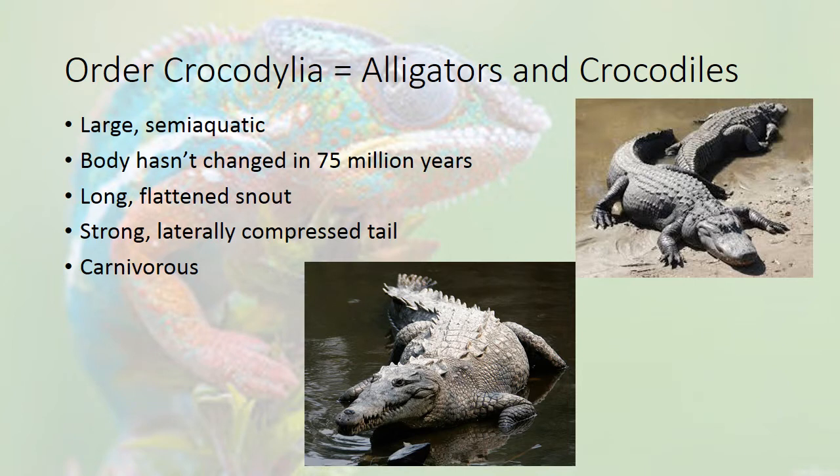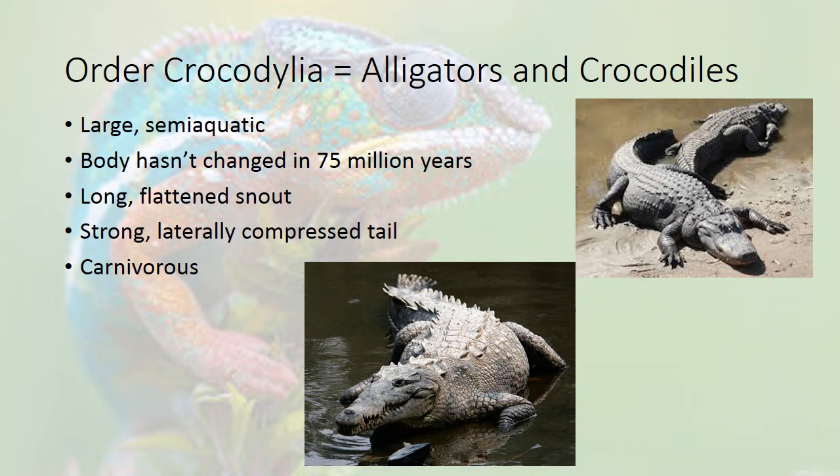Order Crocodilia includes the alligators and crocodiles. These are large and semi-aquatic. The only two in the United States are the American alligator and the American crocodile. What's pretty cool about these is they look almost prehistoric. Their body hasn't changed in 75 million years, so evolution isn't happening too quickly on these guys. They all have a long, flattened snout, but as we talked about in lab, the difference between the alligator and the crocodile is that the crocodile's is way more narrow, while the alligator's is nice and broad, right?